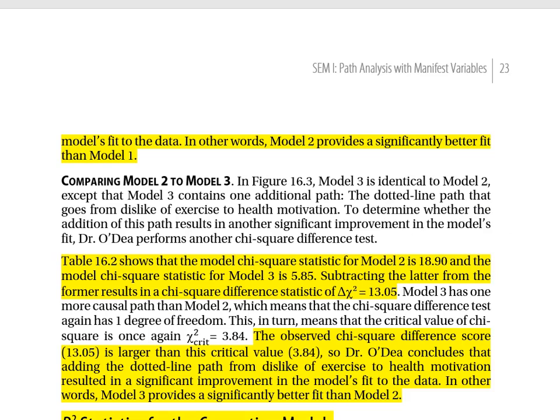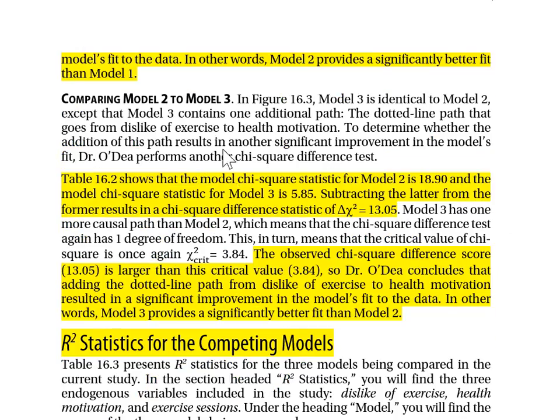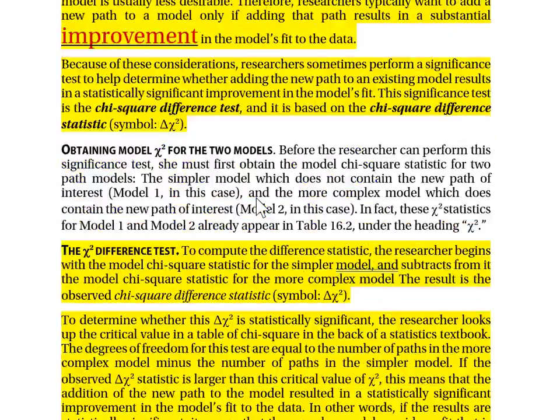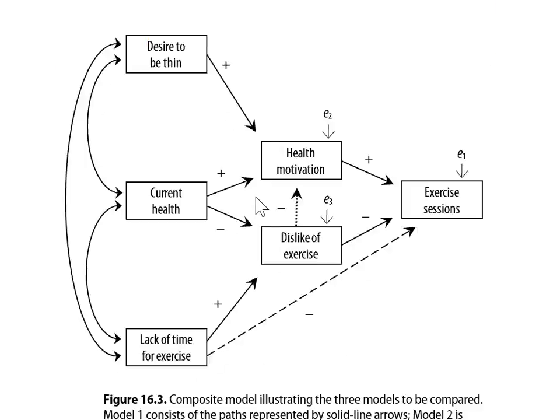Let's go to page 23, new paragraph headed, comparing Model 2 to Model 3. To put this in visual terms, what's the difference between Model 2 versus Model 3? Model 2 is the model that consists of all the solid line arrows and also has this dashed line arrow. Model 3 is identical to Model 2, except that it has one additional path. It has this dotted line path that goes from dislike of exercise to health motivation.